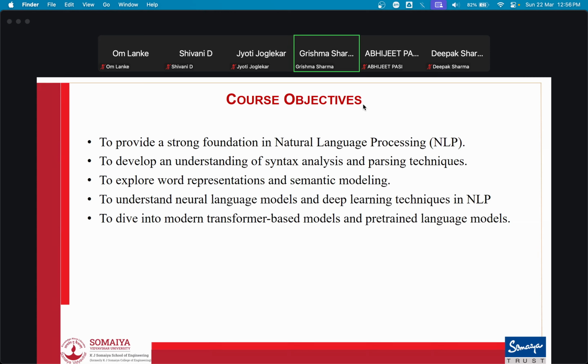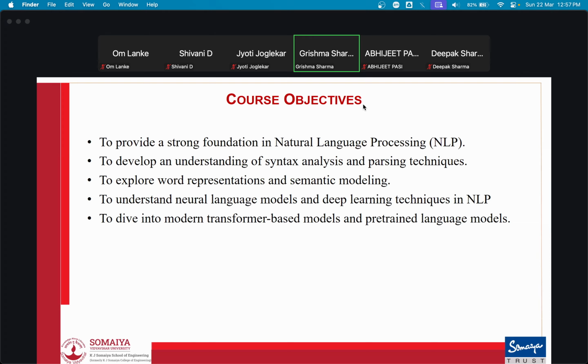Based on this, we have course objectives: foundation of natural language processing, and understanding of syntax and parsing techniques, how to extract the text, what the different parsing techniques are, how to represent words in vector representation, and what the different word embedding techniques are. If you represent the words in different vector representations, how do you extract the semantic meaning from a sentence, paragraph or any text? And afterward, to understand neural language models and deep learning techniques, meaning what models are available which can be applied to understand the meaning of sentences, and to dive into modern transformer based models.